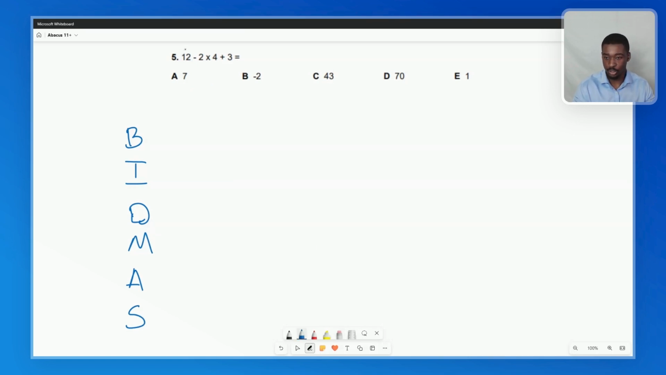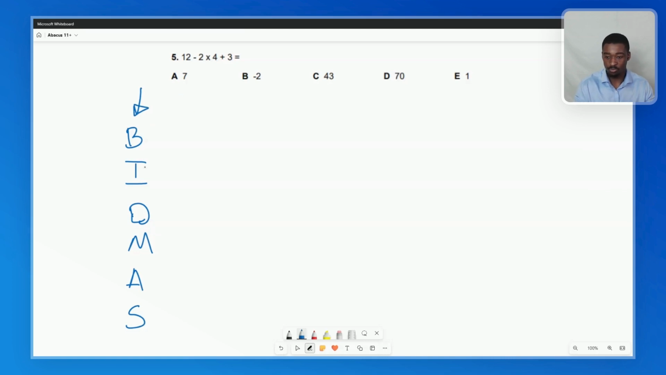As you see for this question, we could start with 12 minus 2. Or we could start with 4 plus 3. Or we could start in the middle with 2 times 4. So how do we know where to start? Especially when starting in different places affects our answer. That's where BIDMAS comes in.